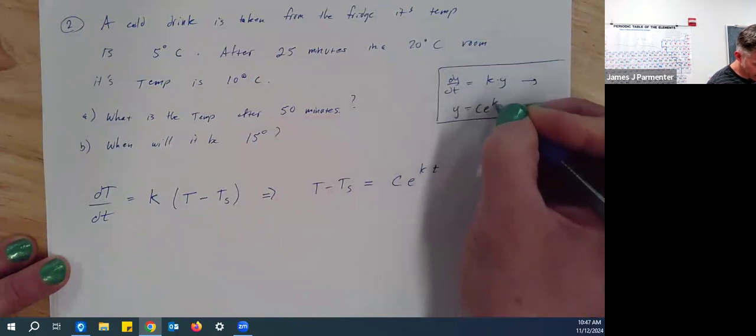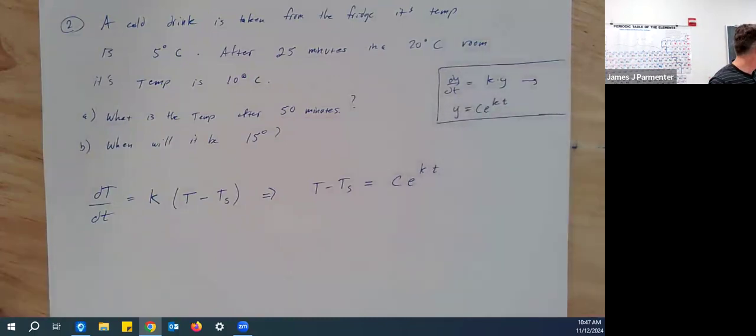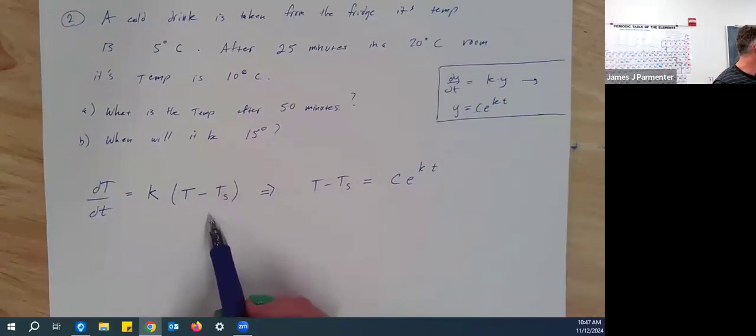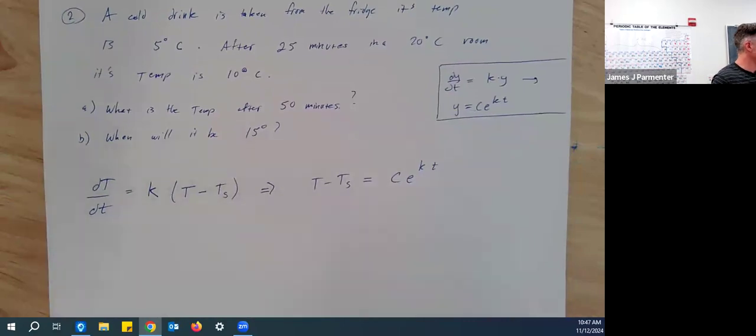y equals Ce^(kt). It's essentially the same idea, except we're using T minus the surrounding temperature instead of y. But it's the same deal. Your book even does it that way. When they solve this differential equation, they just replace T minus T_s with y and then do the whole same thing. Okay, so now we have to read the question to figure out what's what, which is always the case for these problems.